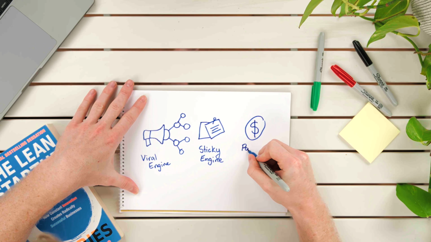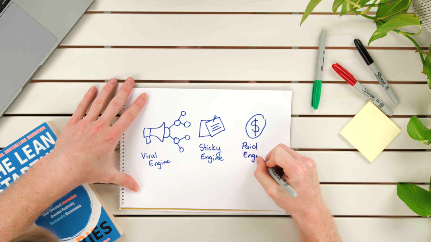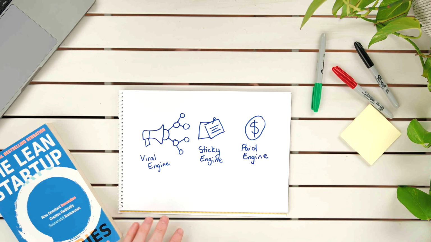The third growth engine is the paid growth engine. This is one of my favorites as well because it's so controllable and so scalable. It's so easy to set up a Facebook or a TikTok ad account and start buying ads and measuring your customer acquisition cost for your product. You can then measure that to lifetime value and really understand if you have a viable business.